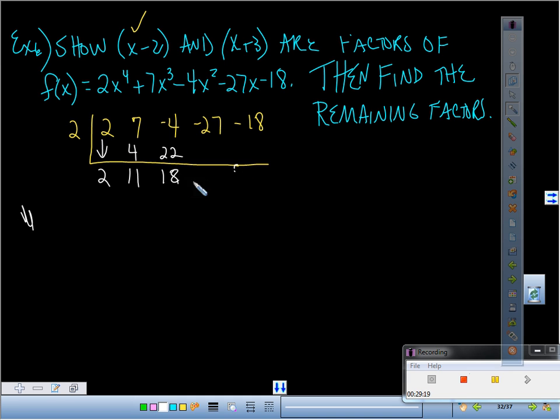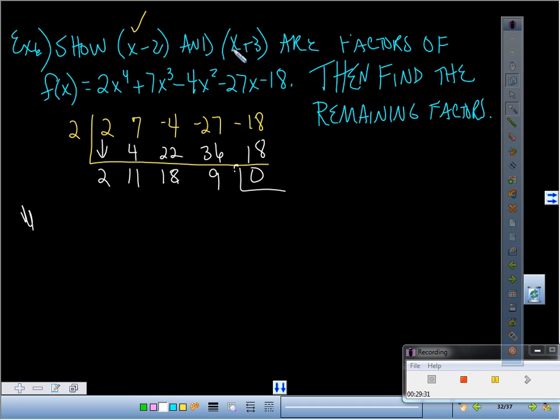All right. And then multiply. And then add. And then multiply. And happily add. Hey. All right. So did I show that this was a factor? Yes, I did. Physically, you can look there and say, hey, she divided. She got 0 as a remainder. It is a factor.